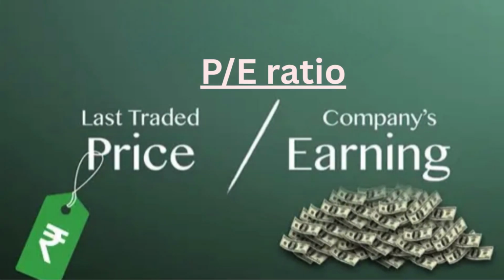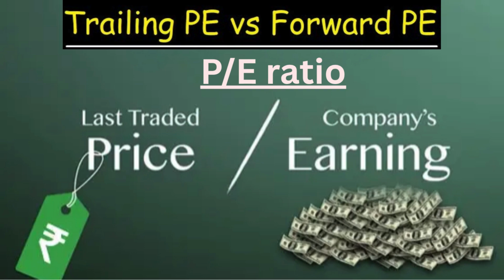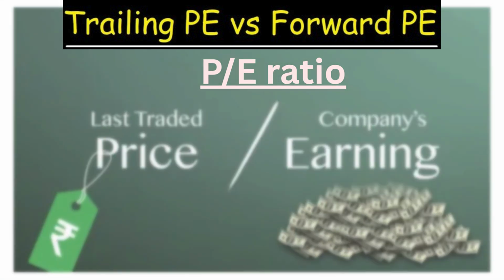Everyone knows the PE ratio, but is it still relevant? And which is better, trailing PE or forward PE? Let's break it down in plain language.